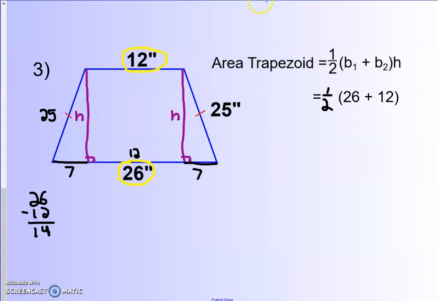And I can now use the Pythagorean theorem. I can say 7 squared plus h squared equals 25 squared. And again, use your calculator and find h. Spoiler alert, turns out h is 24. So we now have the height is 24, and we can find the area.